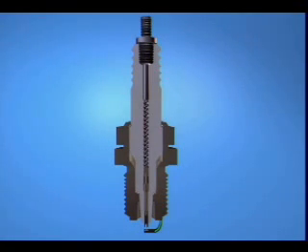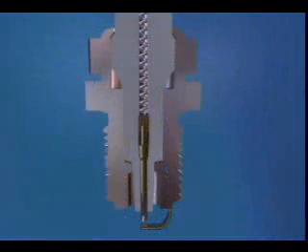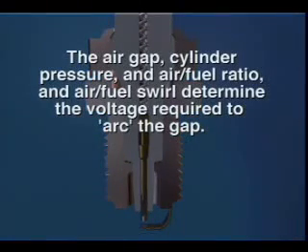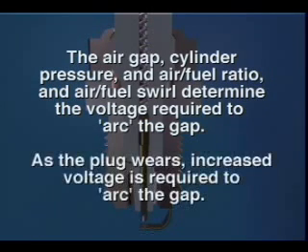The center electrode and ground strap both have a copper core to aid in heat transfer away from the tip of the plug. The air gap separates the two electrodes. The electrical arc across this gap creates the heat that starts the combustion process. The air gap, cylinder pressure, air-fuel ratio and air-fuel swirl determine the voltage required to arc the gap. As the plug wears, the gap increases, requiring an increased voltage to arc across the gap.